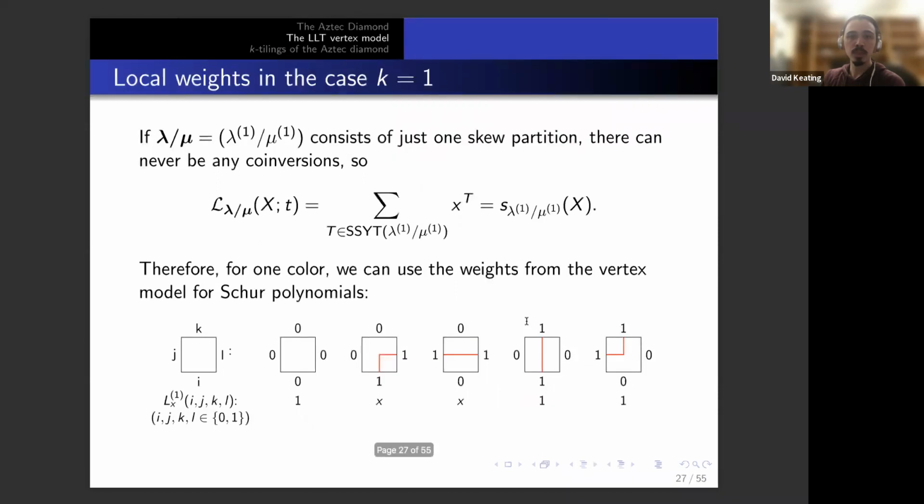Okay. So let's do some special cases. When k is equal to 1, so we just have one skew shape, then there can't be any coinversions. So we get no t's, and in fact, we just get the Schur polynomial of that shape. And we know a vertex model for Schur polynomials. It's these white weights I described earlier.